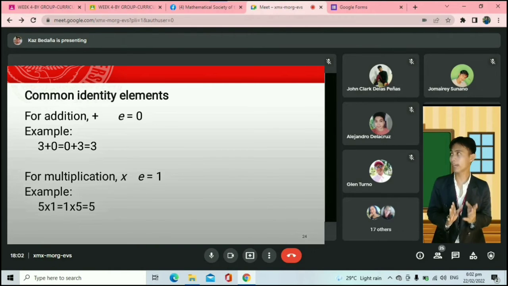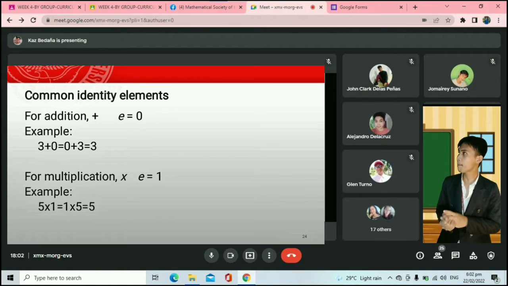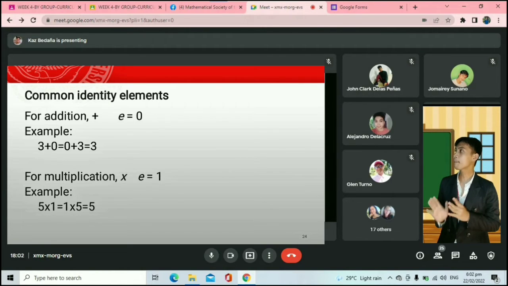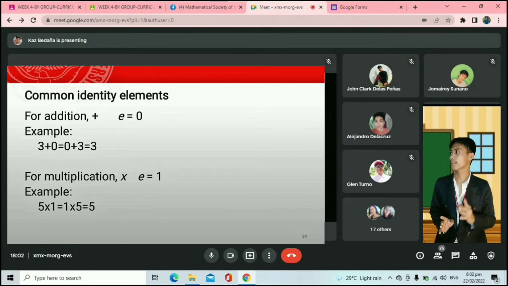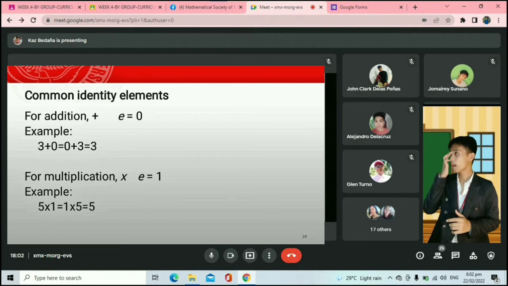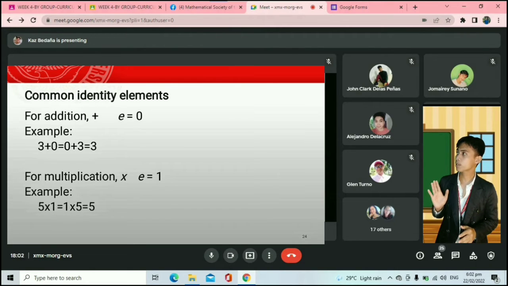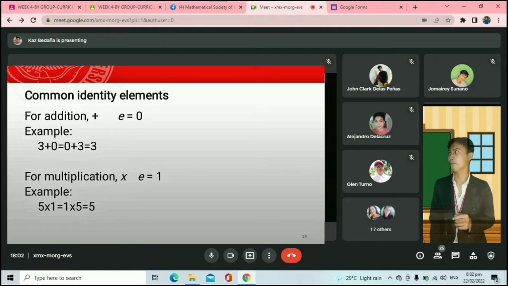We are going to have an example for addition first. Example, we have 3 plus 0, where 0 is the identity element for addition, and also 0 plus 3 is equal to 3. Then for multiplication, example, 5 times 1, and 1 is the identity element, and also 1 times 5 is equal to 5.